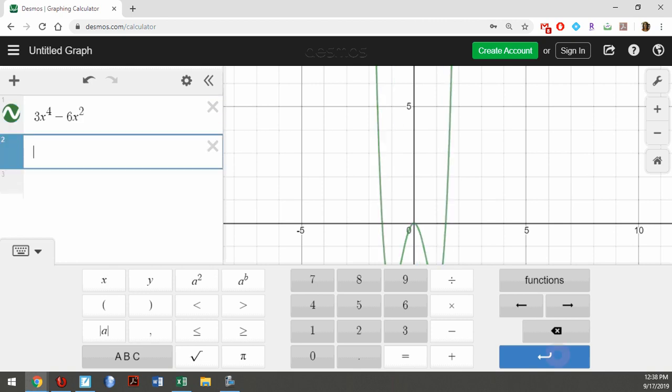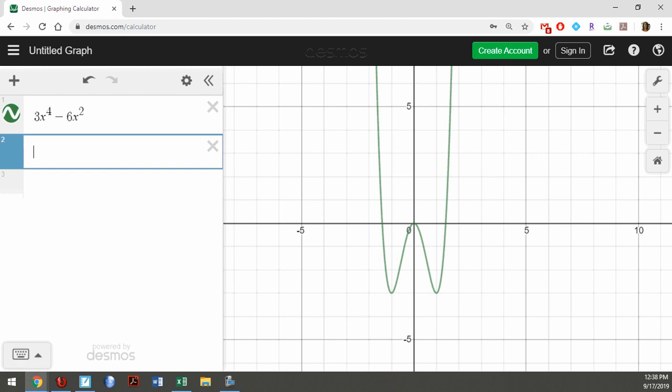Okay, hit enter, and then go ahead and minimize the keypad area. Okay, so there is my function. Do we see this, yes or no? Now immediately it's going to ask you to find your relative max and relative mins. In this problem, all you have to do with Desmos is literally come over here and click where you think it's going to be.